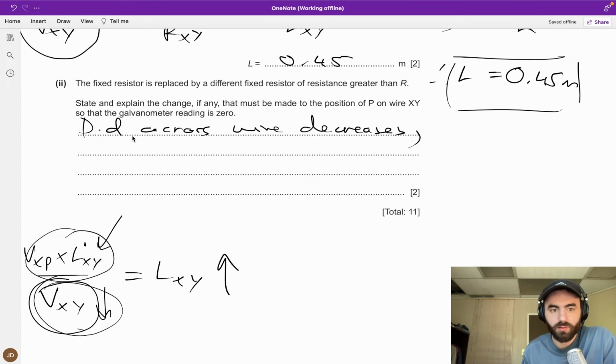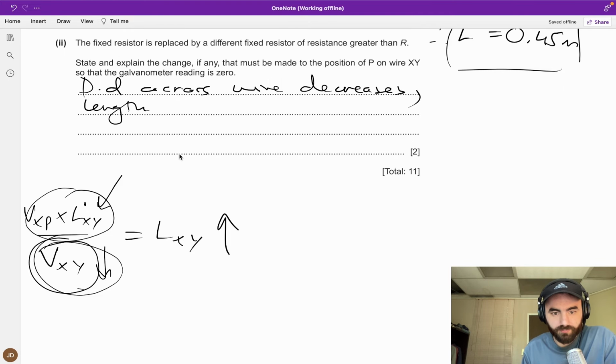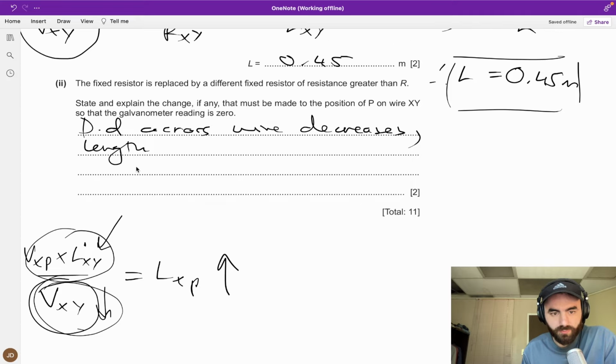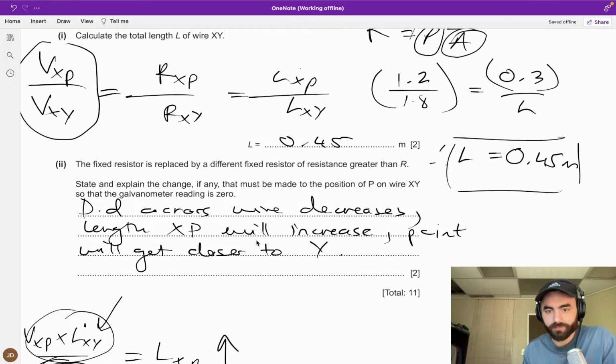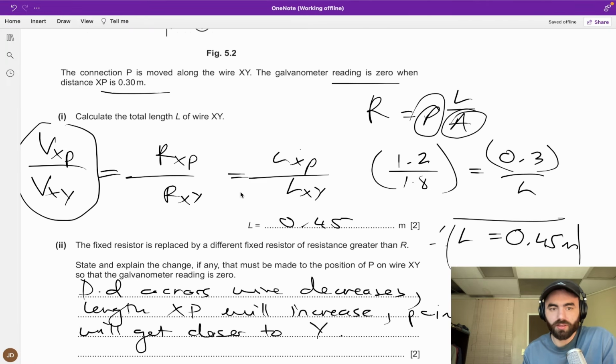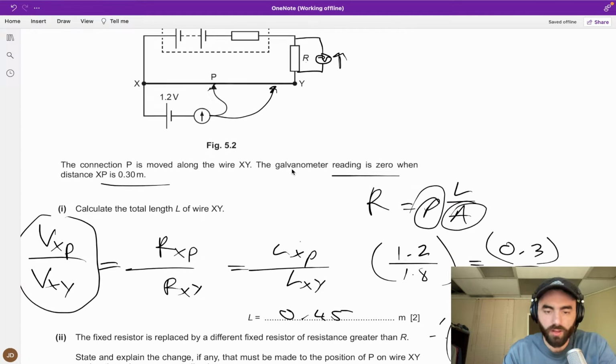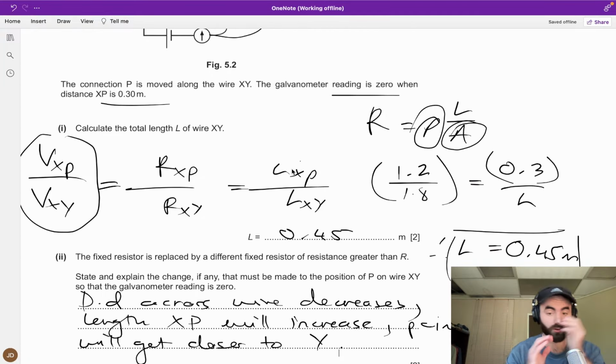So what we can say is, oh, this is XP, length XP will increase. So the point will get closer to Y. All right, and that's just looking at the equation, seeing what happens when we increase it. That's it. It was a lot.